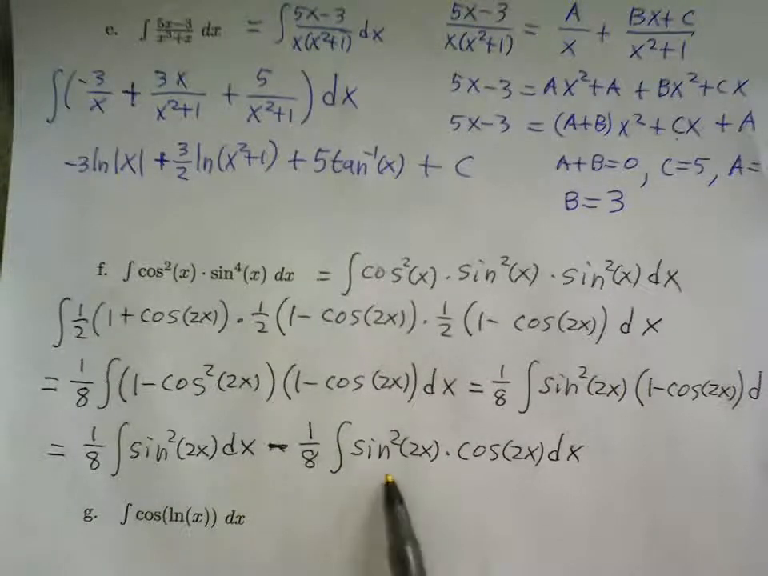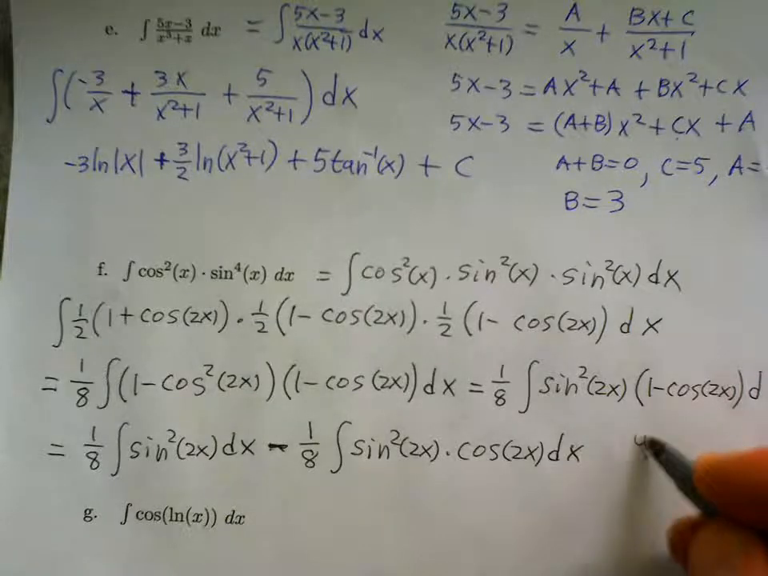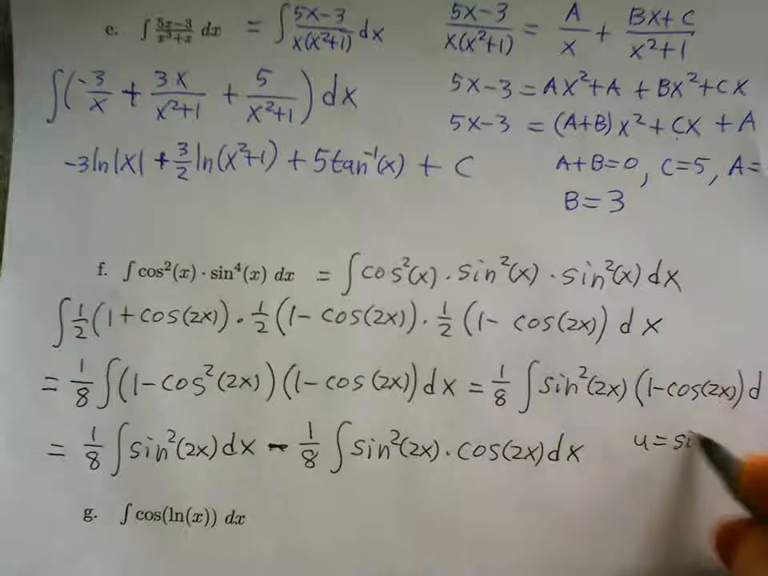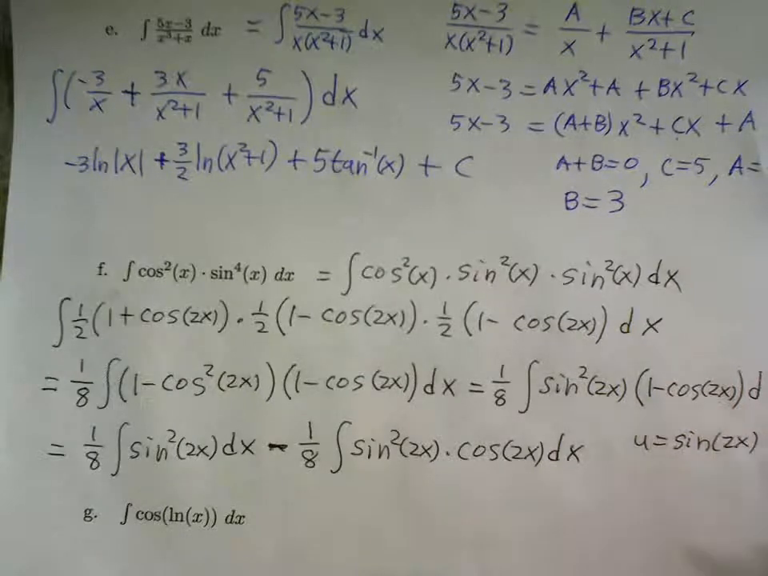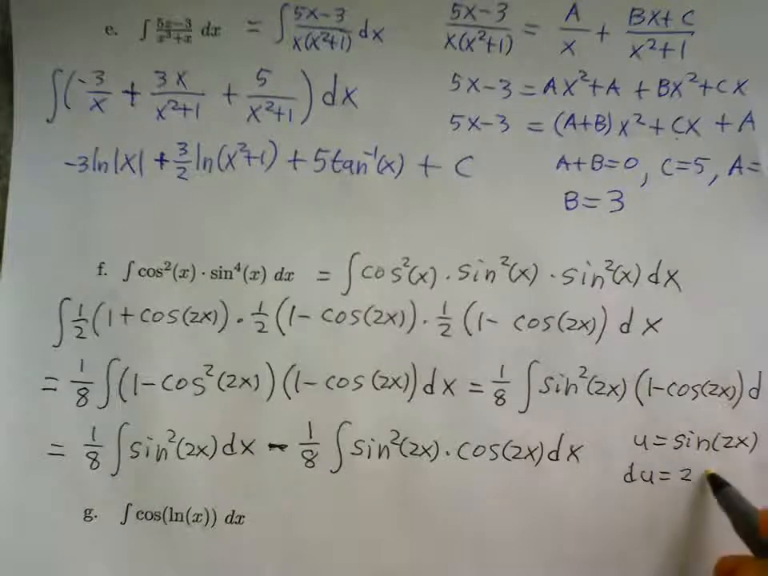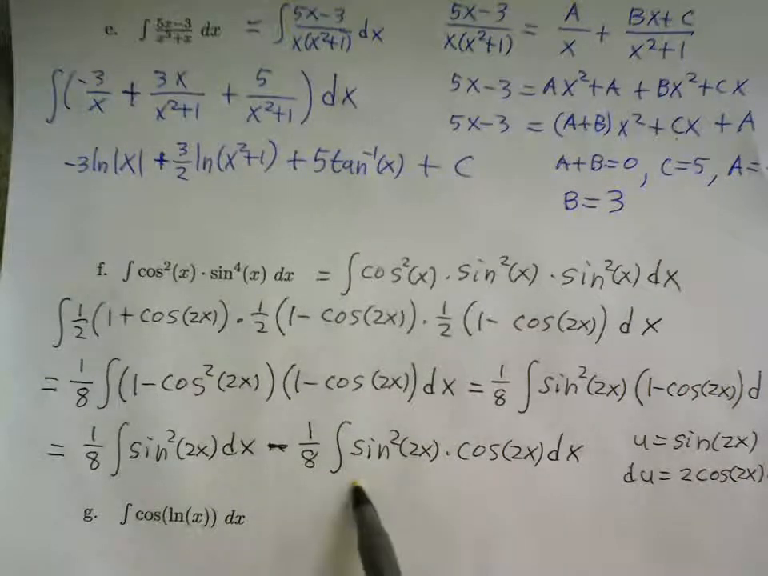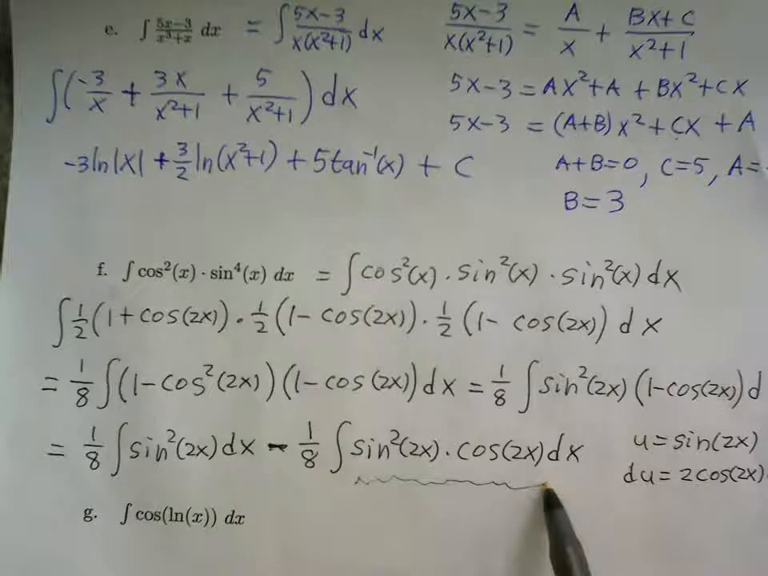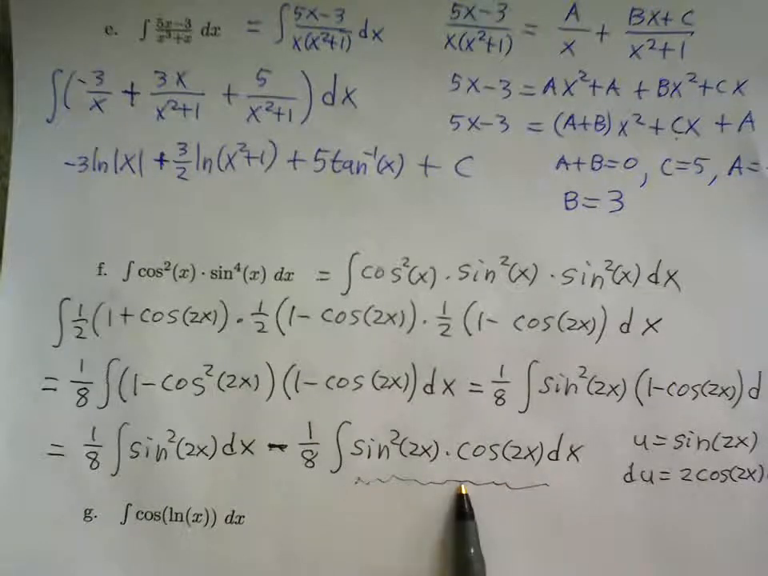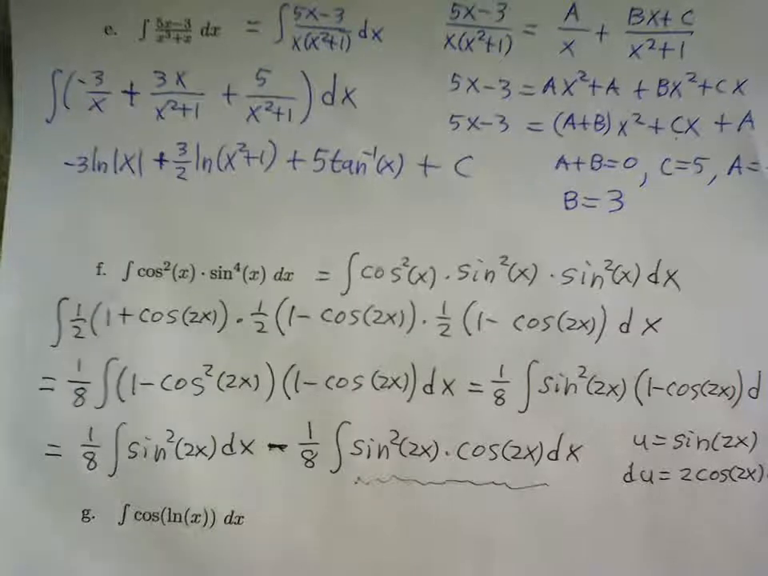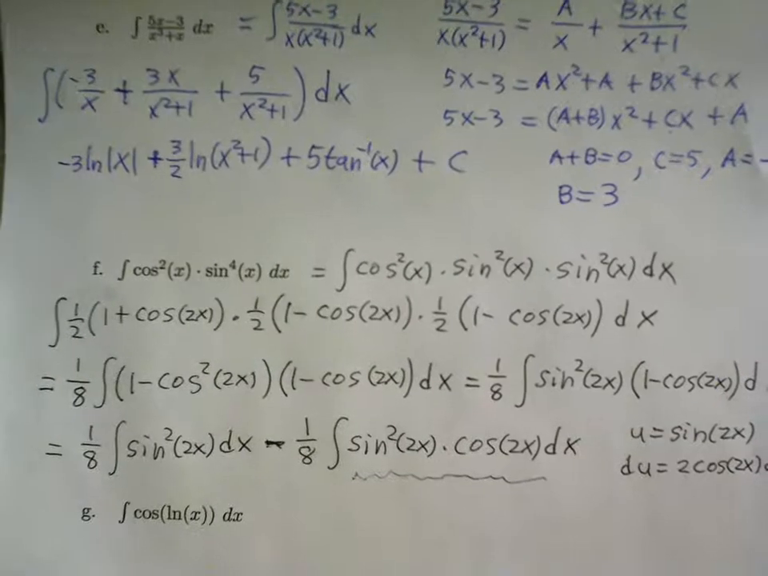And then for the integral on the right, assign u to be sine of 2x, so that du is 2 times cosine of 2x dx. And then use the substitution rule to integrate this integral on the right. Okay, let's move on to the next one.